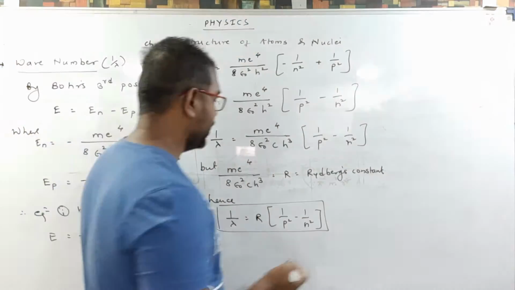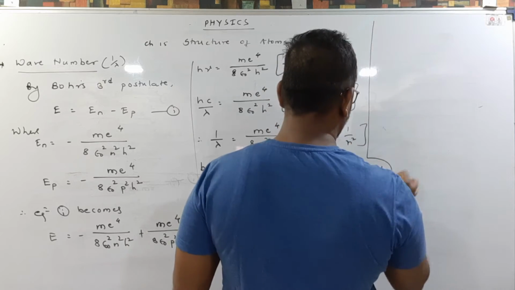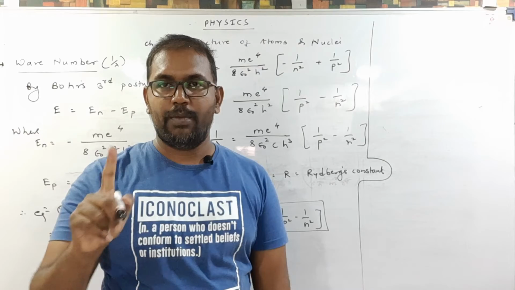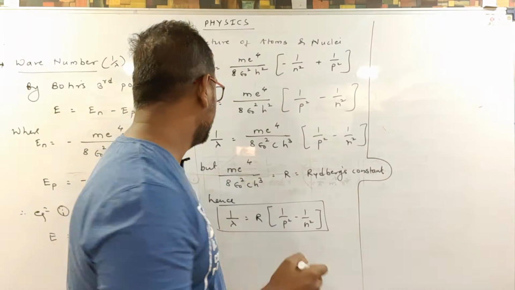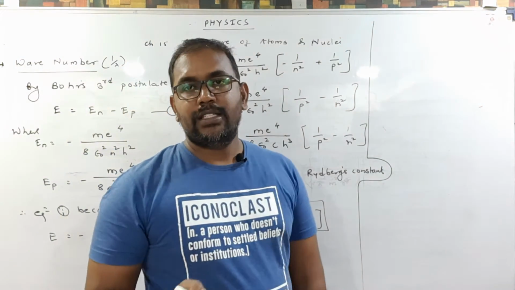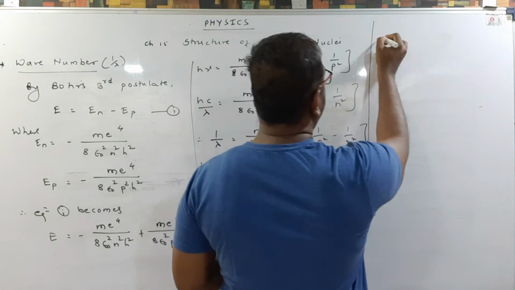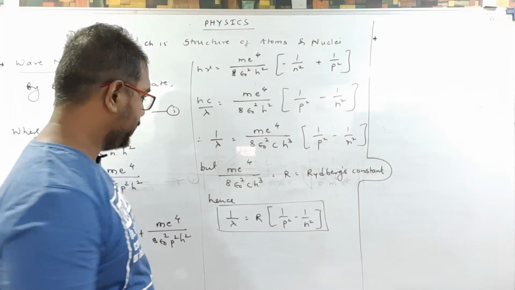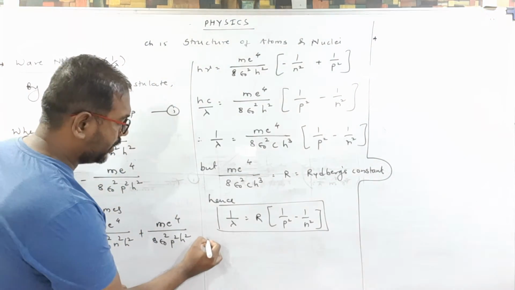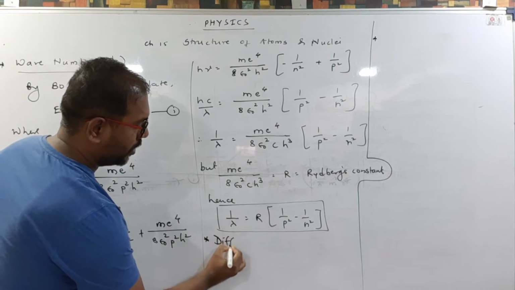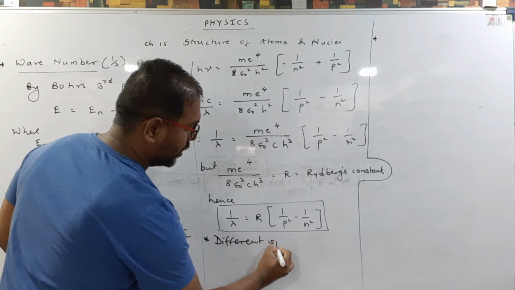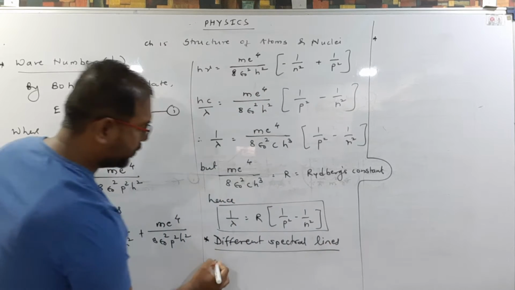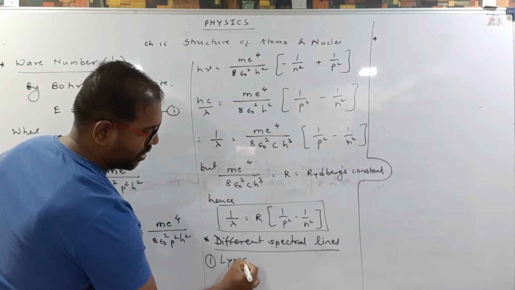So let's see the different spectral lines here. When electron jumps from outer orbit to inner orbit 1, then it is called as Lyman series. So I give the heading here, different spectral lines, and the first spectral line is Lyman series.